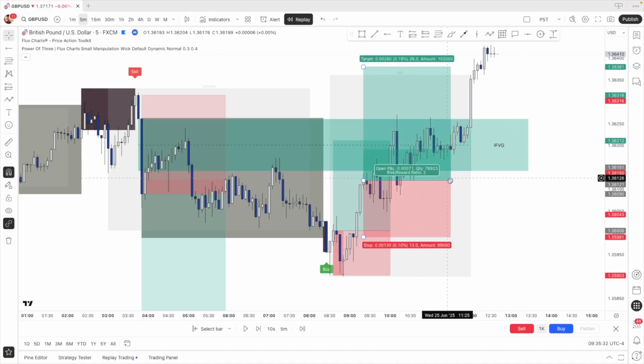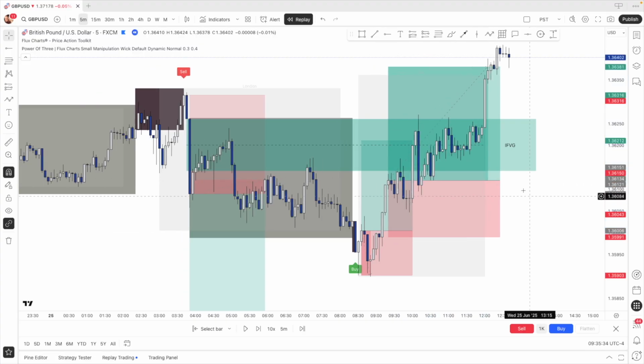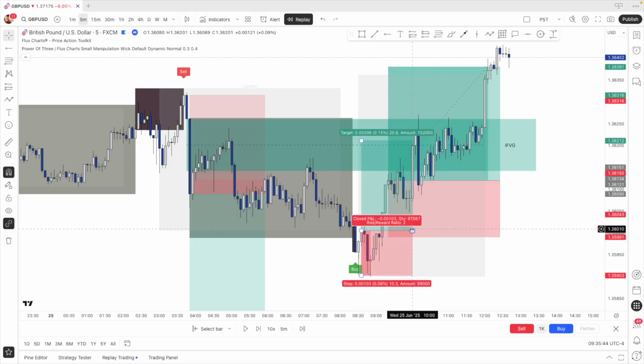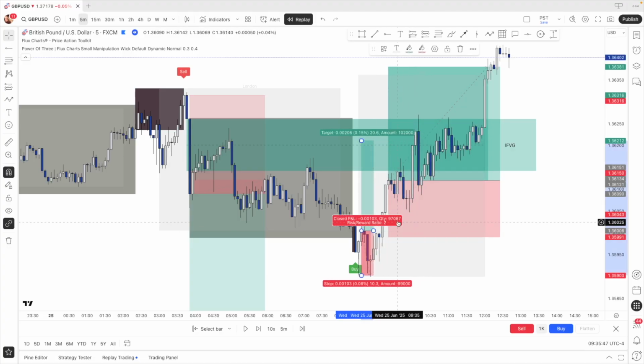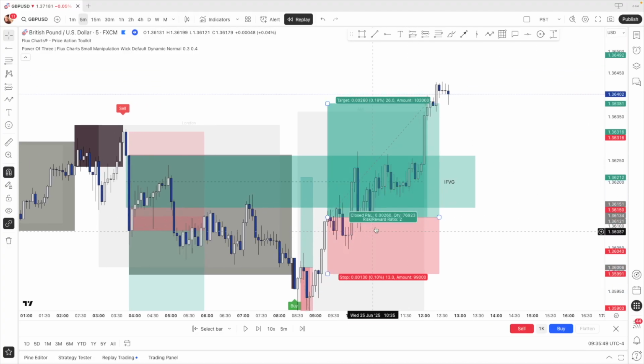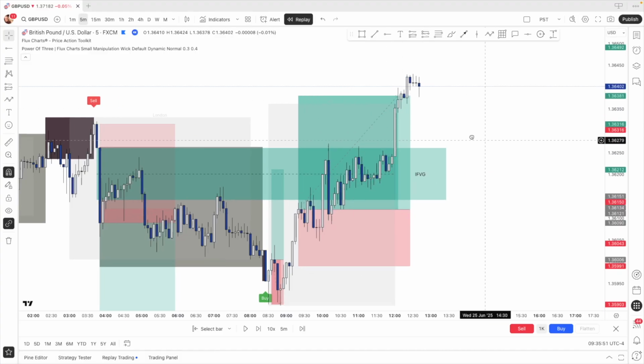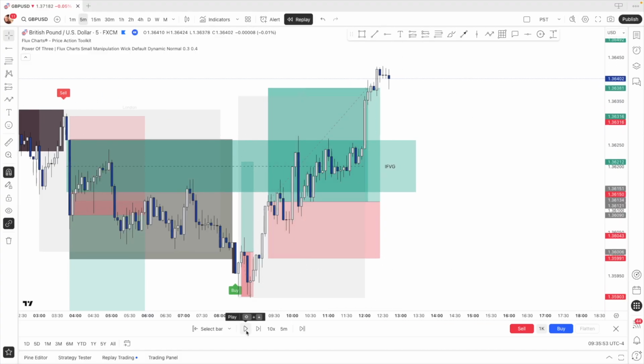And as you can see, this one played out perfectly in New York session. So this one we closed in small profits because of the new signal. As soon as this one we got stopped out. So that was one losing trade. We waited for another opportunity and we got our TP right over there. So let's play price forward and look for one more example.